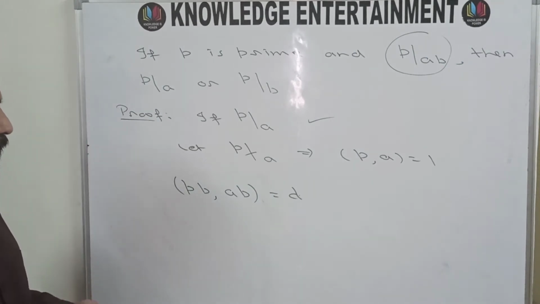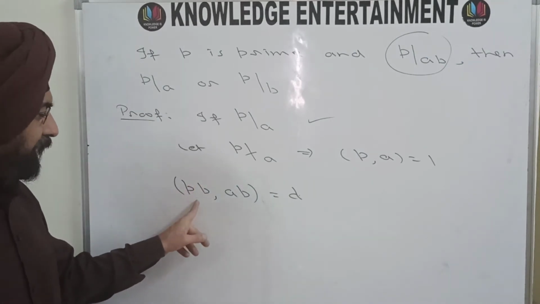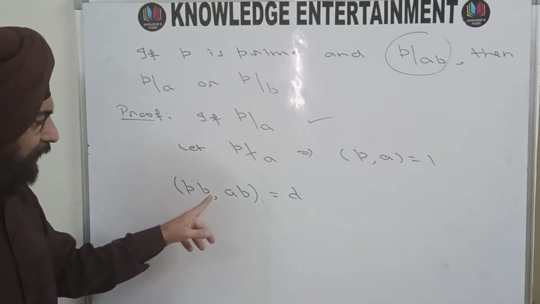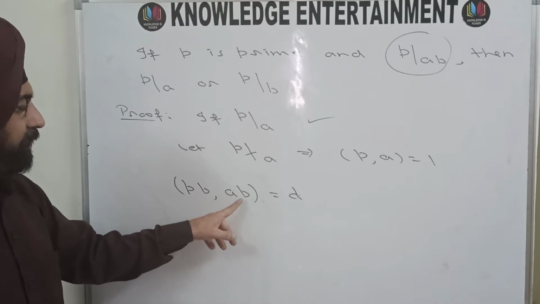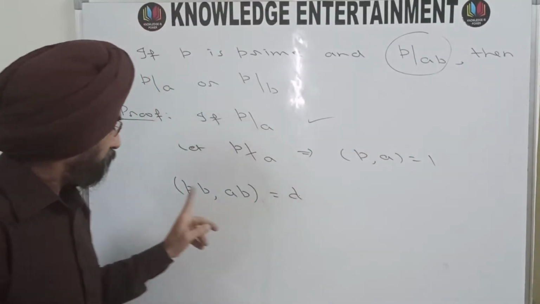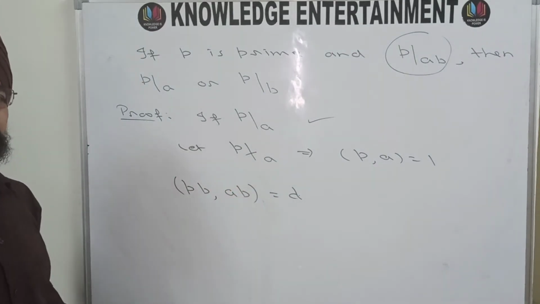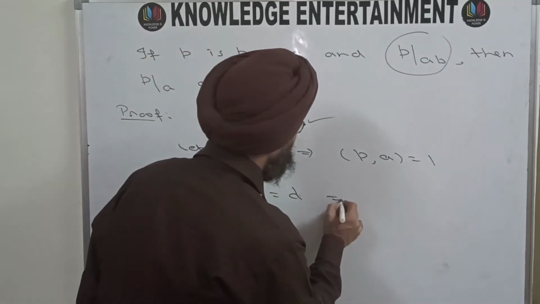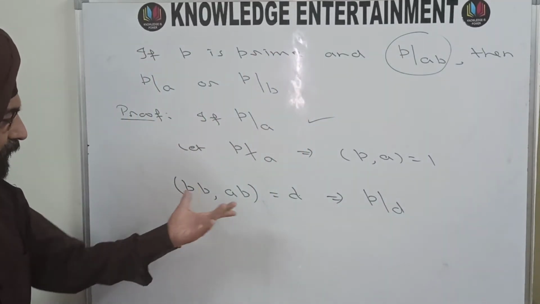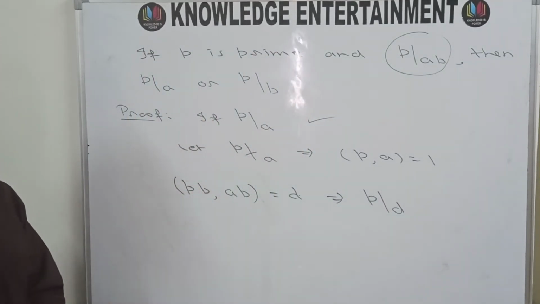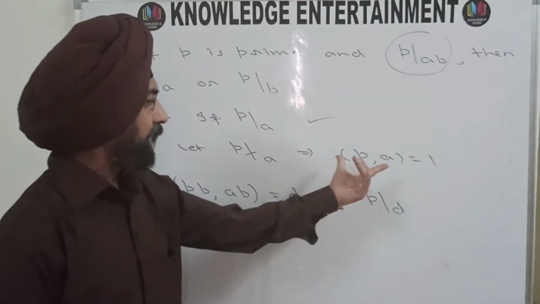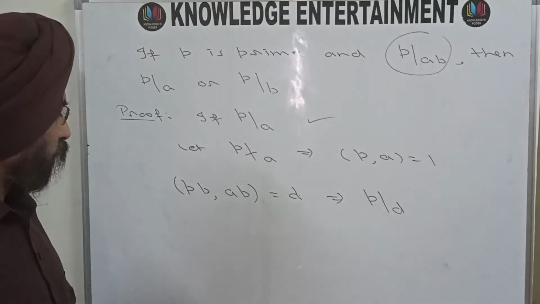Now P divides PB, and P divides AB also. So that means P divides D. So P divides the GCD of PB and AB. Now look at GCD of P and A is 1. They do not have any common factor.